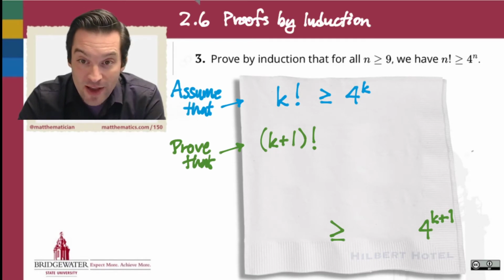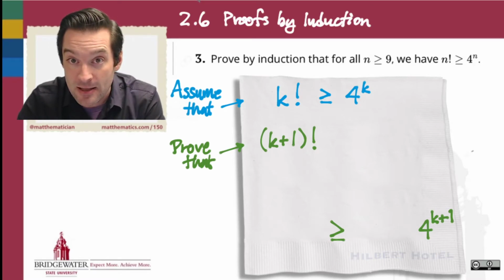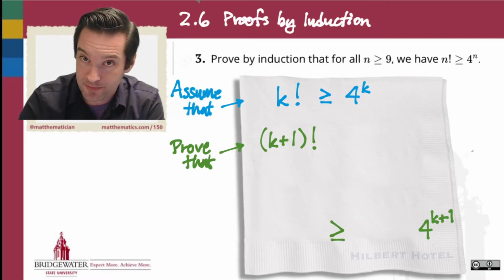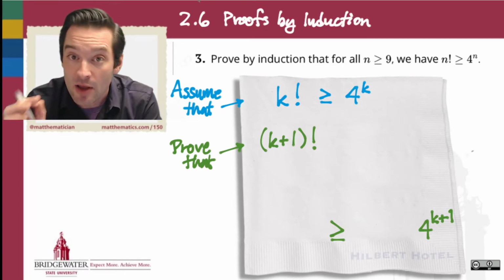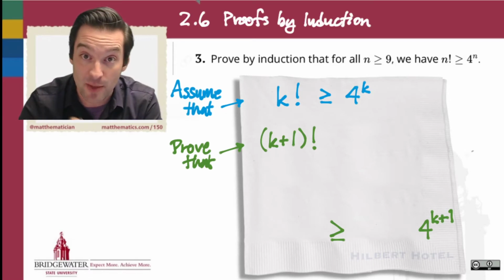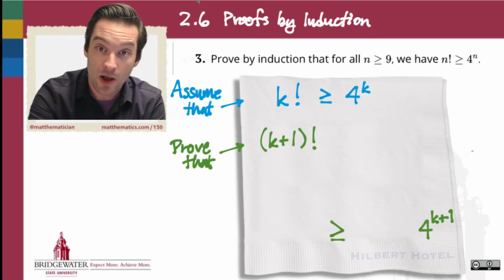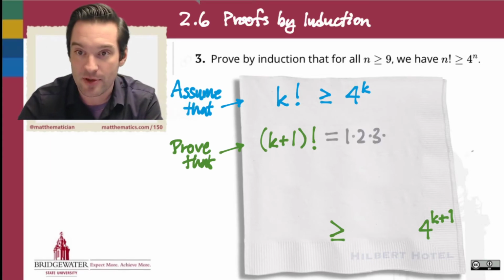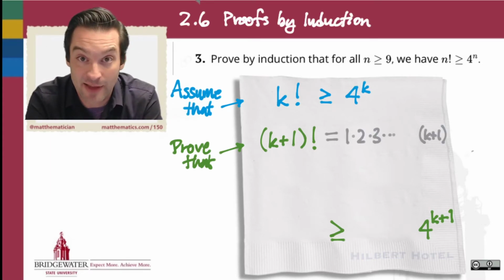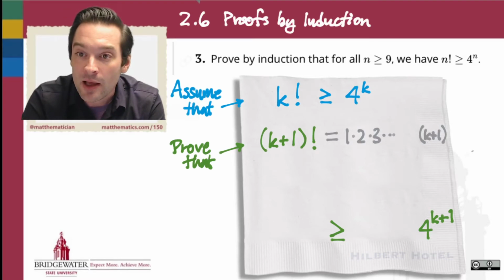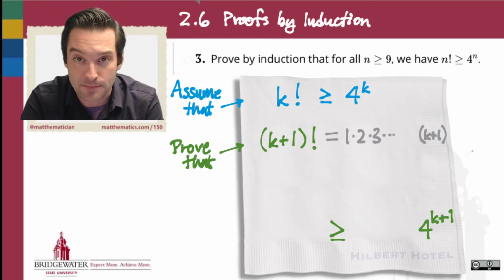What does k plus 1 factorial mean? It's the product, it's not the sum this time, it's the product of the first k plus 1 natural numbers, 1 times 2 times 3 times 4, all the way up to k plus 1. So I'll just write that out. This is my cocktail napkin. I can write whatever I want, right? 1 times 2 times 3, all the way up to k plus 1.